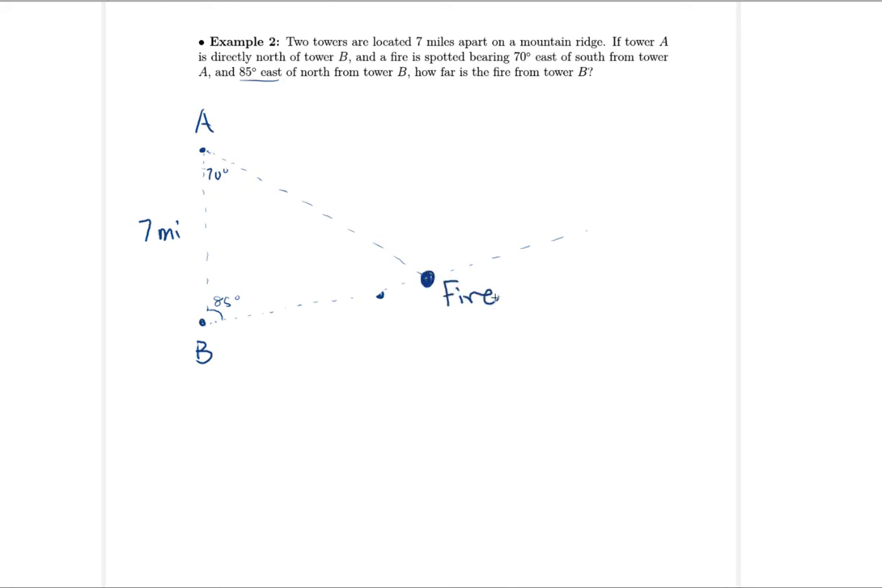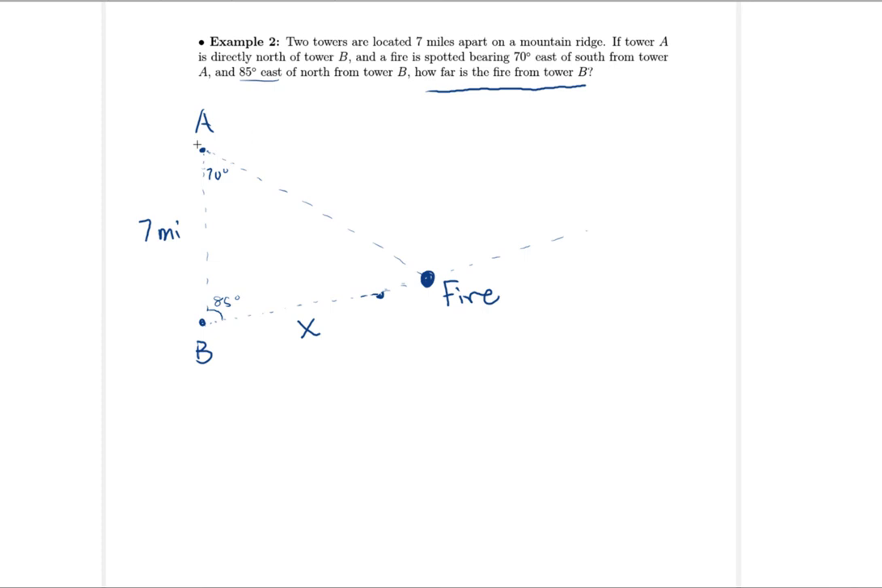So what did they ask? How far is the fire from Tower B? So that means we want to know this right here. All right. Now let's think about what we know. We want to know x. In the last problem, we were able to find the side of one of our triangles because we knew both sides on either side of the opposite angle, but we don't know this side here, right? So that means law of cosines might not be the right choice.